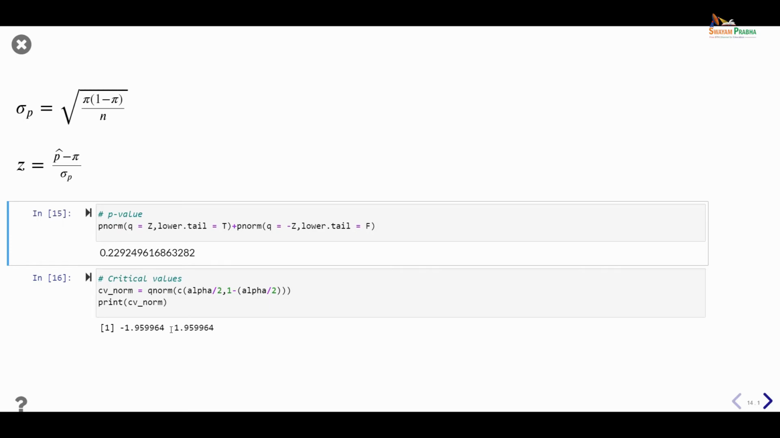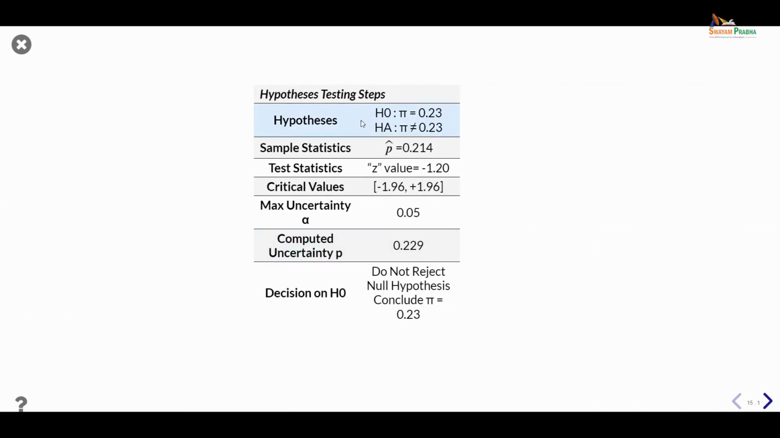So let's fill in the respective cells that we've earlier left empty. My postulated value is 0.23. This is also going to be my null hypothesis, and the alternate is it's not equal to 0.23. The sample statistic is p hat, which is 0.214. My test statistic is the z statistic, which is equal to minus 1.2, and my critical value is going to be plus or minus 1.96. My maximum uncertainty level is 0.05, which has been described earlier. My computed uncertainty value is 0.229. Since our test statistic lies well within the critical value limits and the p value is greater than alpha, we do not have enough evidence to reject the null hypothesis, and therefore we conclude that pi is equal to 0.23.